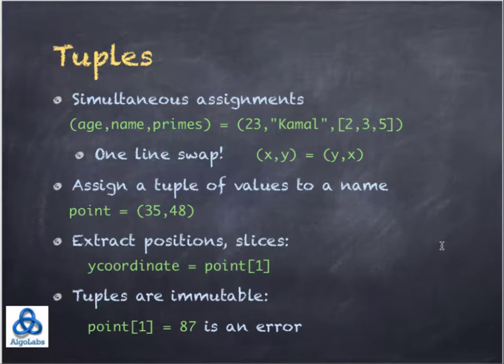So sequences are sometimes mutable, sometimes not. Lists are mutable. Both strings and tuples are immutable. Once you define them, you cannot change them.